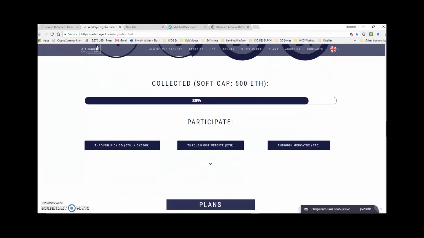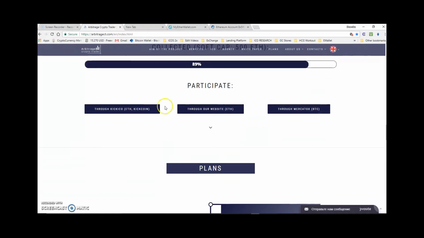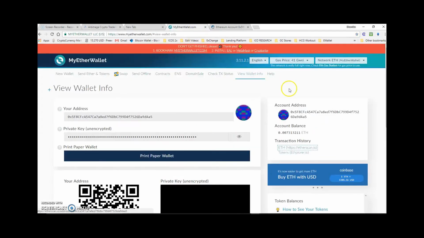The soft cap is 500 ETH, and you can participate in any of these 3 ways. I would say go through the website. I didn't do that at first because I didn't find it on their website. I found it through the Kick ICO, and I went through there, but it only took 1 day, and the tokens were in my wallet the next day. So that was awesome.